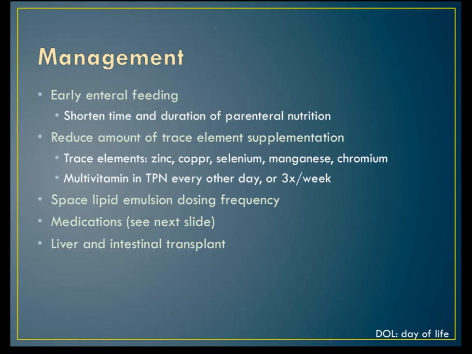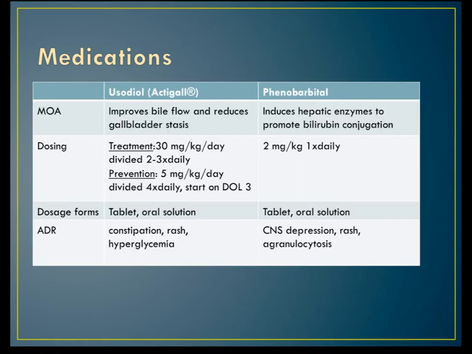They won't be able to get just a liver on its own because unfortunately we know that even with a brand new liver, they're going to develop liver disease again because they're dependent on parenteral nutrition because their intestines have failed. So they may be able to get the combination if they're otherwise healthy. The 2 medications that we have are ursodiol, or Actigall, and phenobarbital. They work in completely different ways.